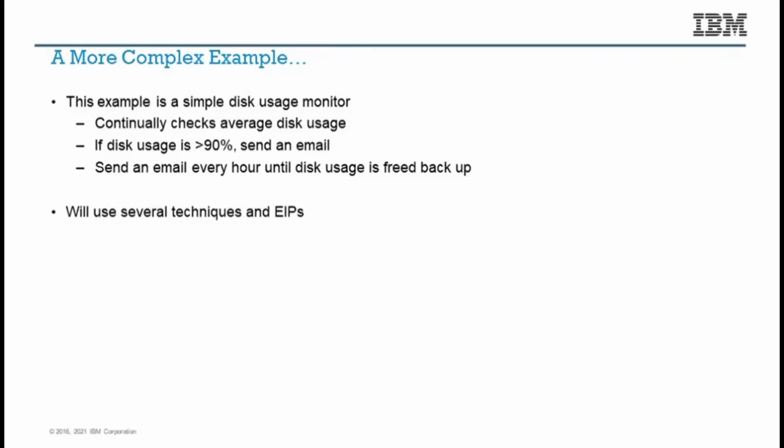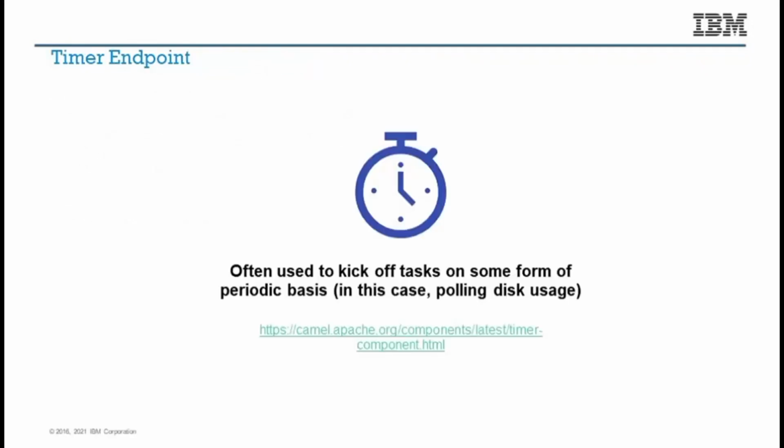So this is a simple little disk usage monitor on IBMi. It just monitors your disk usage. And when your disk usage gets above a certain threshold, in this case 90%, it sends an email about it. And it'll send you an email every hour just to be a pain in the butt until you free that space back up.